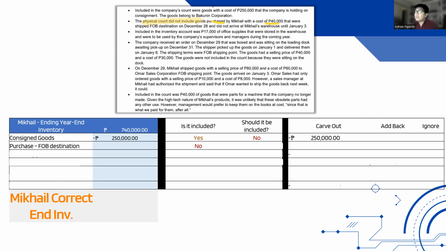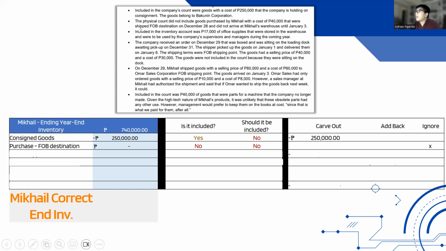Therefore, should we include it? The answer is no. Therefore, did they include it? No. Is it included? No. Therefore, what do we do? We ignore. So wala. Tama yung pag-account natin doon sa 40,000. So pag hindi niya in-include and then it should not have been included, kung pareho lang to, we ignore.